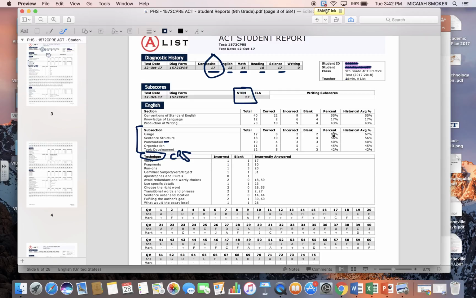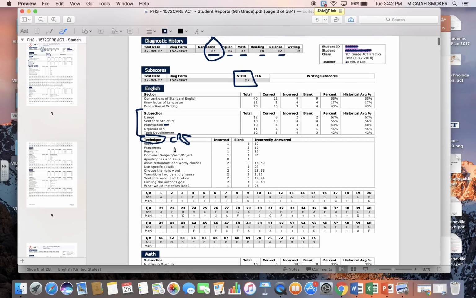So here, that particular student really wouldn't need a big focus on usage, but more on topic development, organization of the passage, and this is kind of like the writing style. These are called rhetorical skills. And then you can even get a breakdown here of, okay, here we've got verbs. That gives you how many they got incorrect, and gives you the numbers.